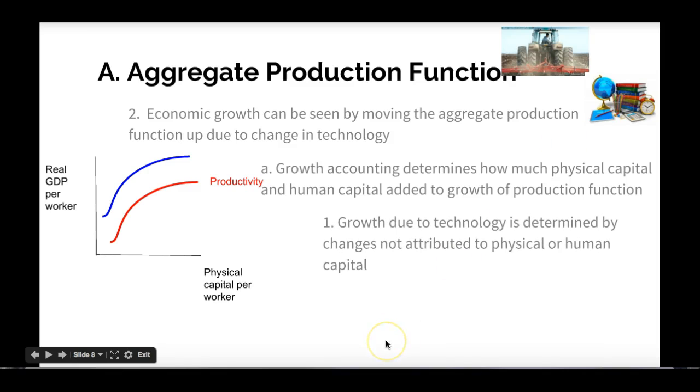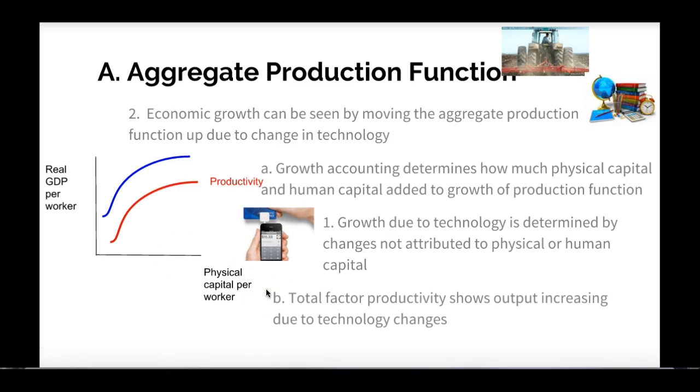So now, growth in technology is determined by changes not attributed to the physical and human capital. So what happens is that real GDP went up by more than what can be accounted for with the changes in my physical capital and the changes in training. So this is going to be where we're not just going from one point on our red line to another point on our red line. We're actually moving and shifting the curve up to that blue line. And so this is a result, like I said, of technological things. And so the total factor productivity shows this output increasing due to technology changes.